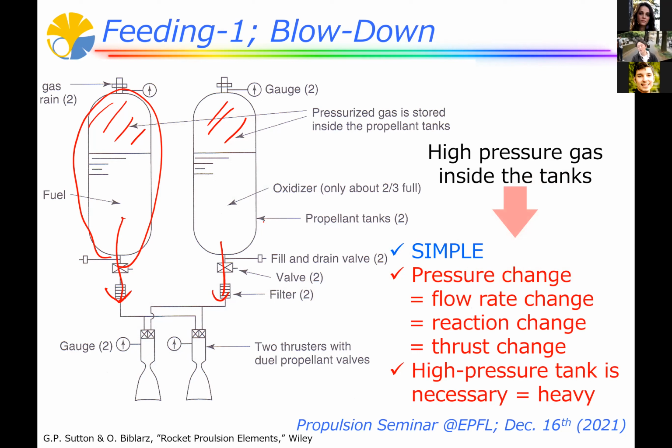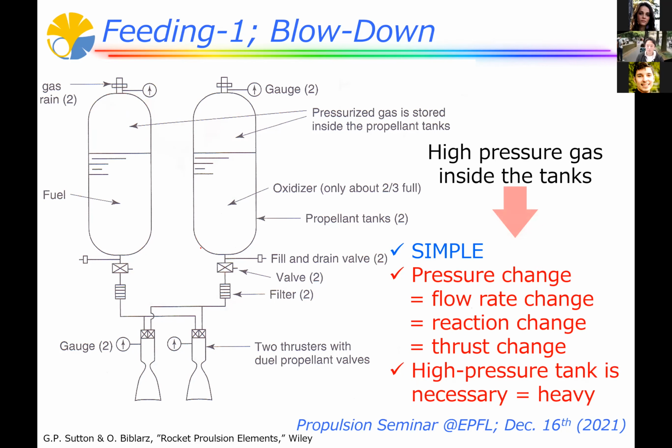So the first one is the pressure is changing. Here, the amount of liquid is decreasing and the gas is expanding, then pressure is decreased. And this means flow rate changes and reaction changes and thrust changes. In the point of usage, it's not so good. And also, the second one would be more important. We need a very strong tank enduring the high pressure. So we have to prepare a very big high pressure tank, and it becomes a very heavy tank. And especially for a launch vehicle, it is very bad.